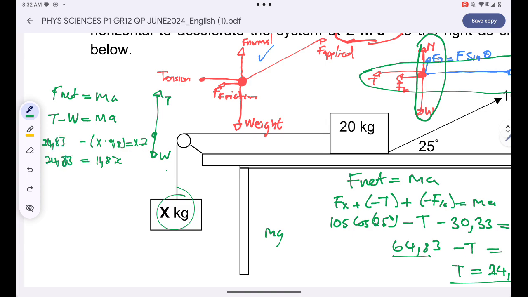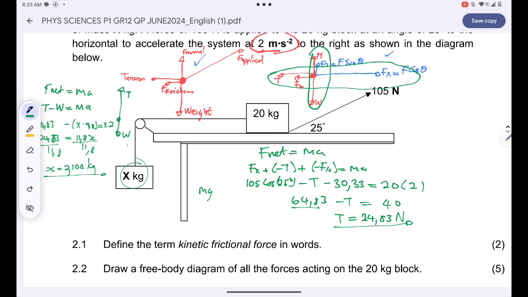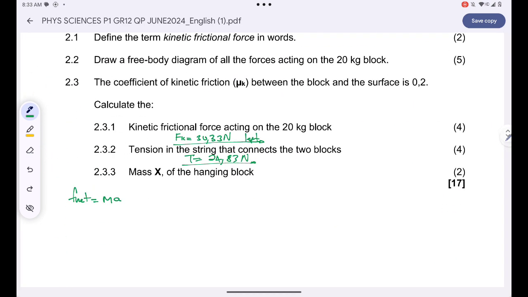So if I divide both sides by 11.8, so 24.83 divided by 11.8, this will simply give me a mass of 2.104 kilograms. So the actual mass, guys, of this object, the actual mass, which is equal to x, is just 2.104 kilos.